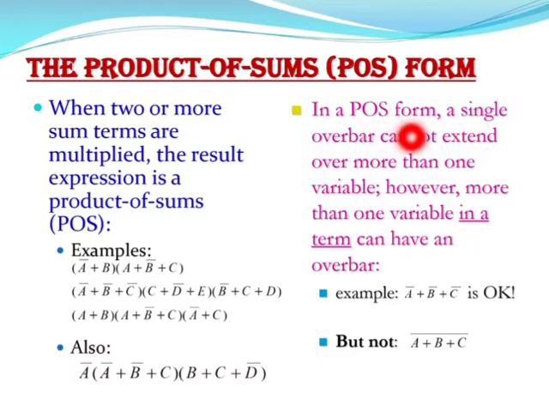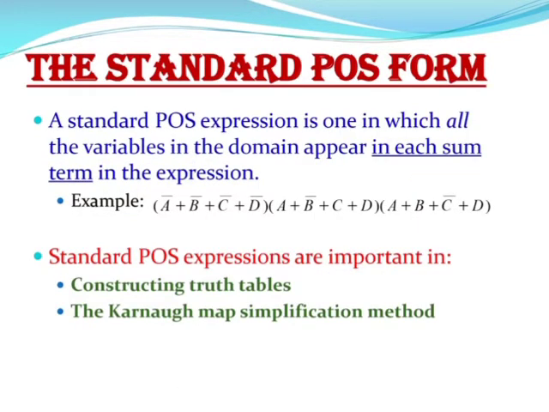In a POS form, like in SOP, as we discussed in the earlier slide, a single overbar cannot extend over more than one variable. However, more than one variable in a term can have an overbar. For example, A bar plus B bar plus C bar is okay, but not A plus B plus C the whole bar.